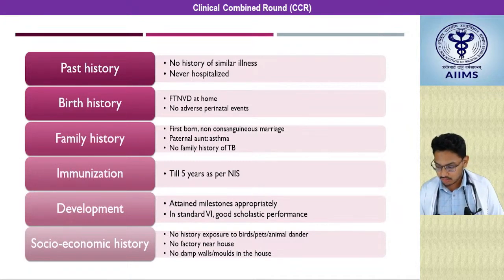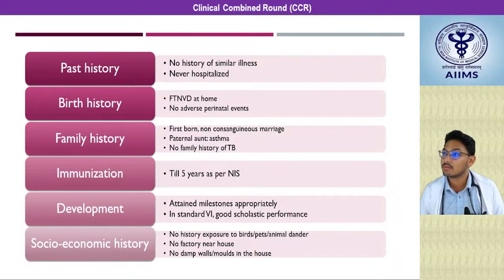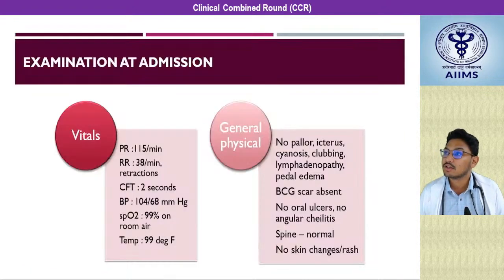There was no history of tuberculosis in the family, and there was only a history of asthma in the paternal aunt. She was immunized till 5 years, developmentally normal, and there was no history of exposure to any birds, pets, animal dander, or any factory or damp walls present in the vicinity.